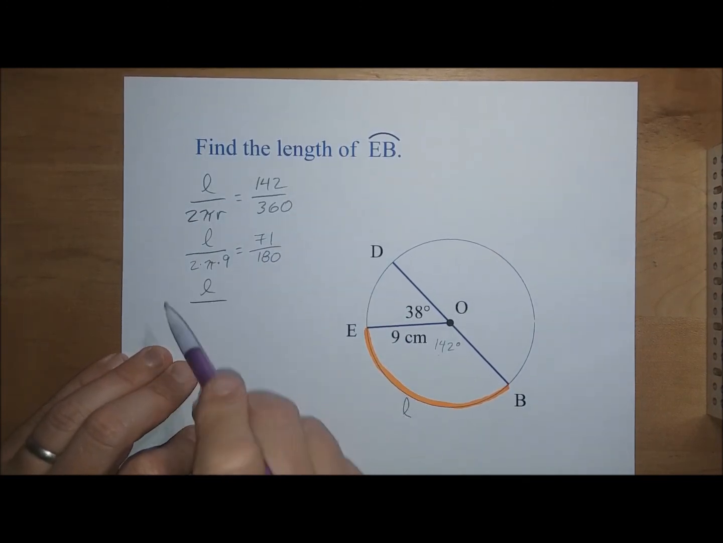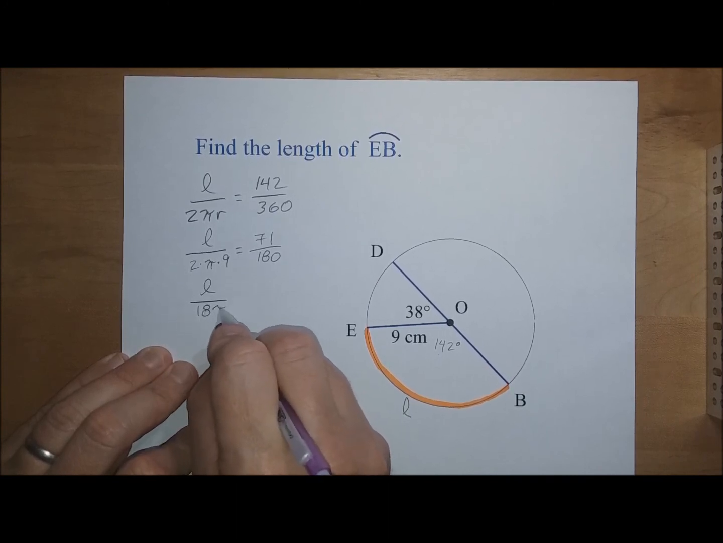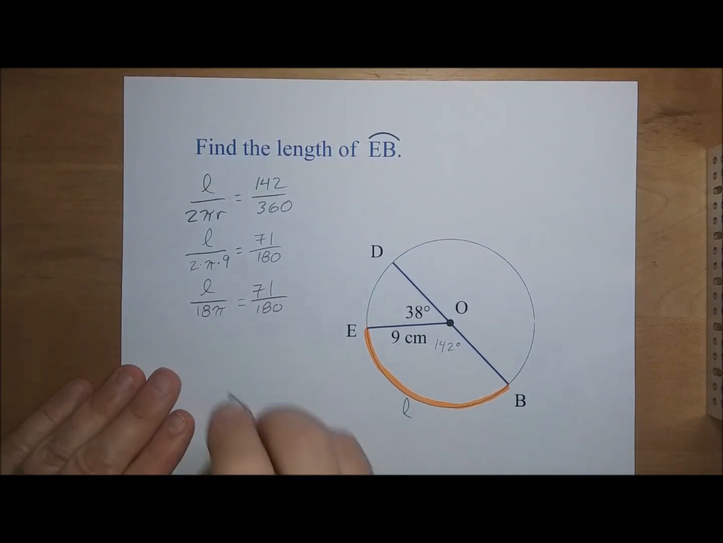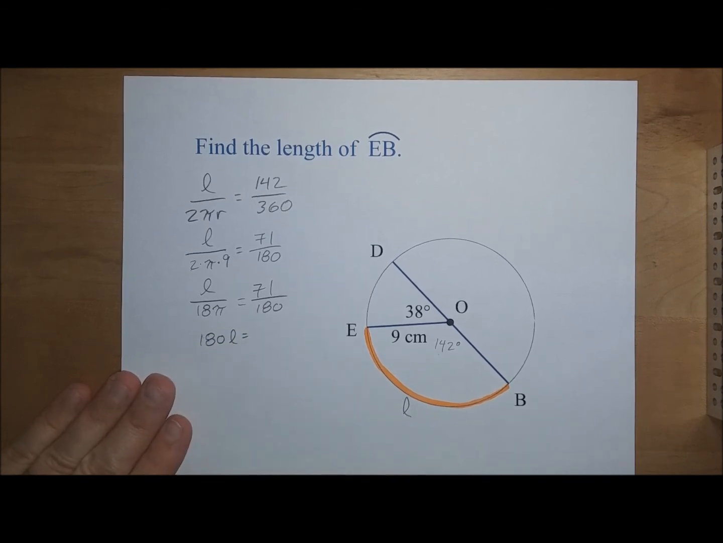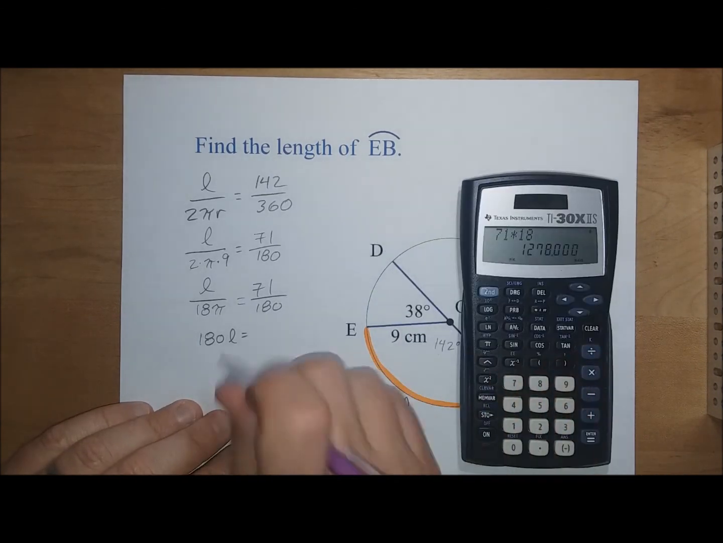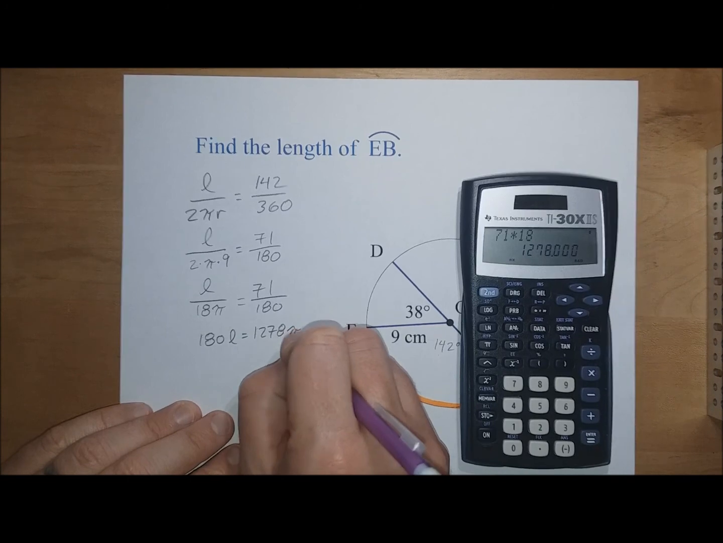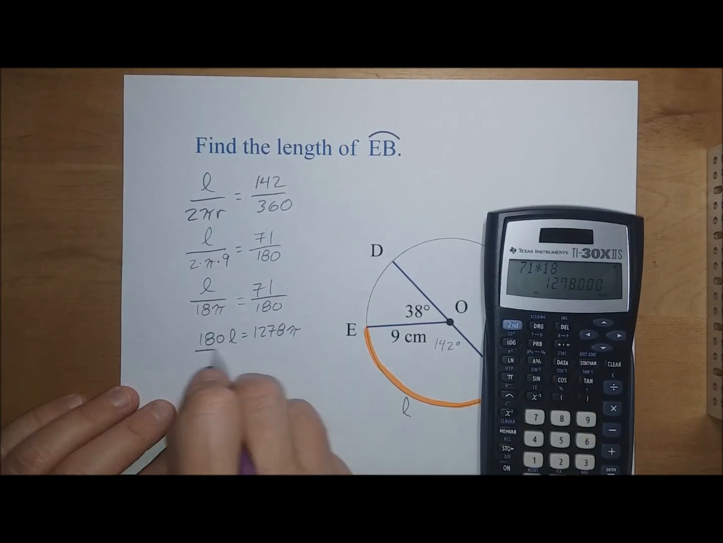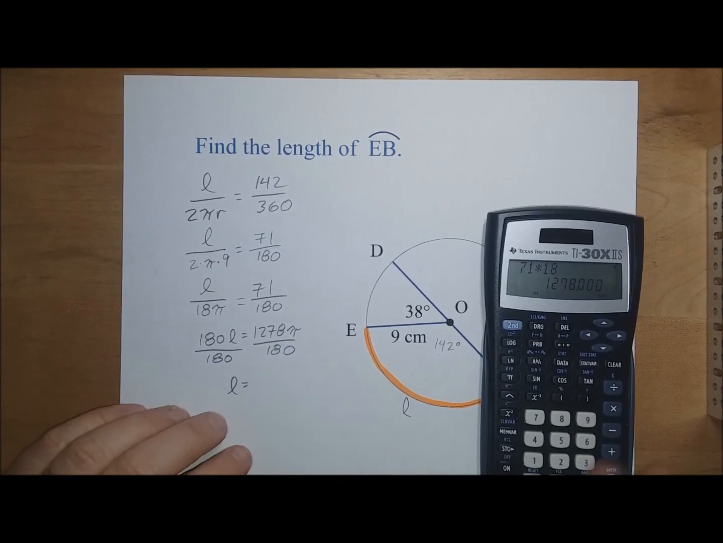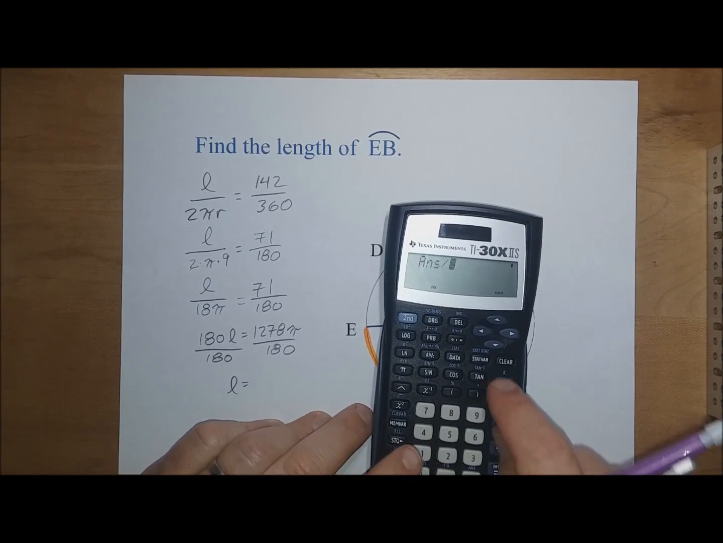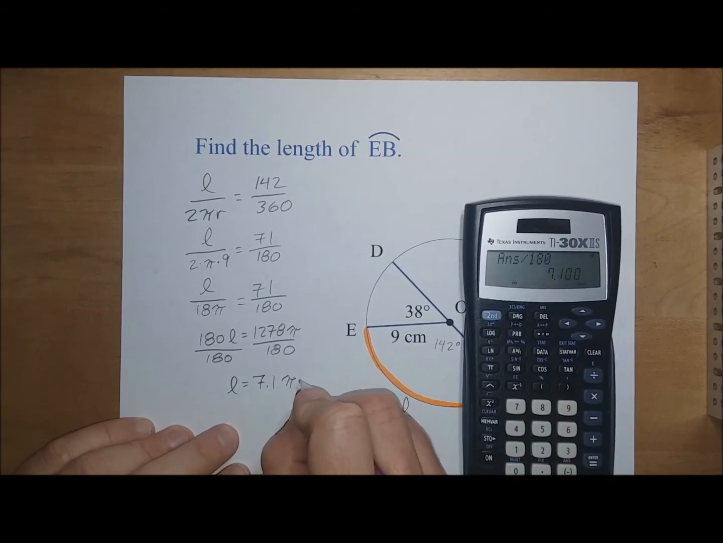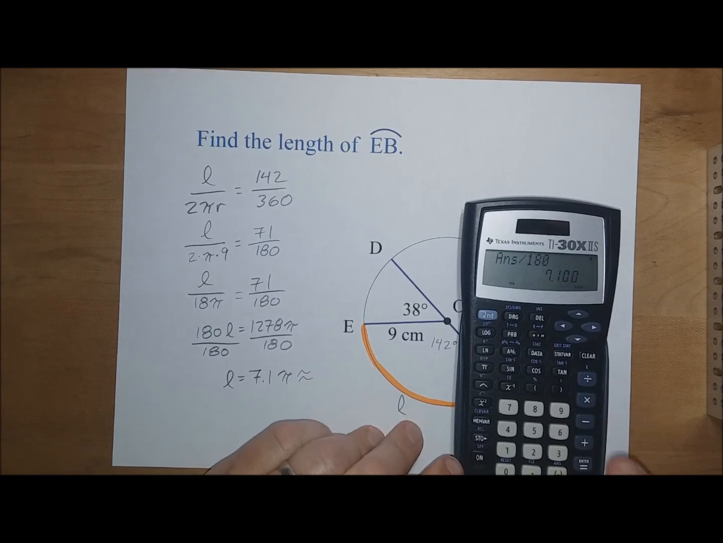So we get L over 2 times 9, which is 18 pi, equals 71 over 180. Good. What are my cross products going to be? 180L equals, let's go ahead and multiply. What is 71 times 18? 1,278 pi. Okay, and I can go ahead and divide both sides by 180 to solve for L, and I'll get L equals 1,278 divided by 180, which is 7.1 pi.